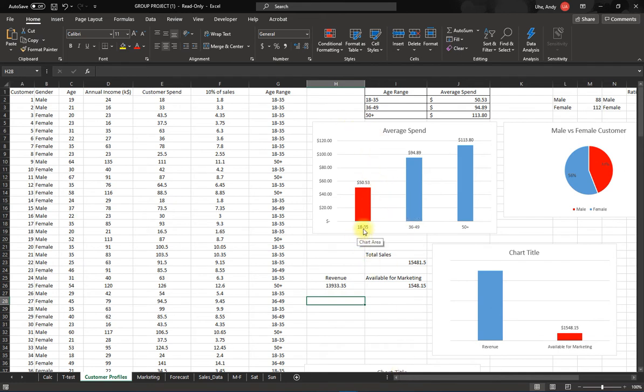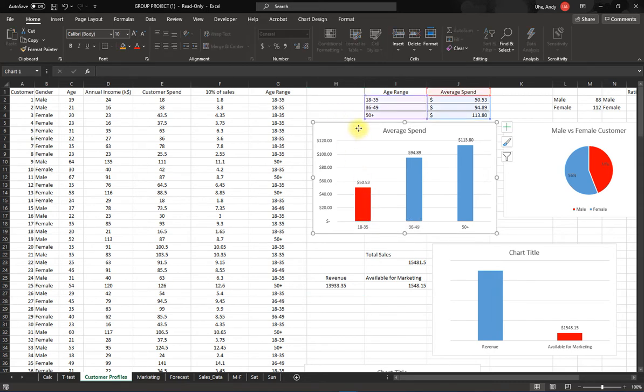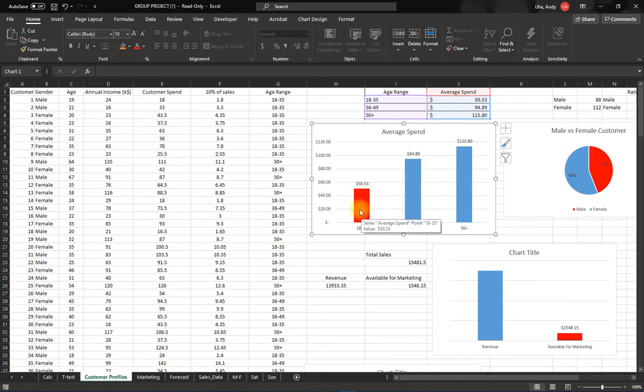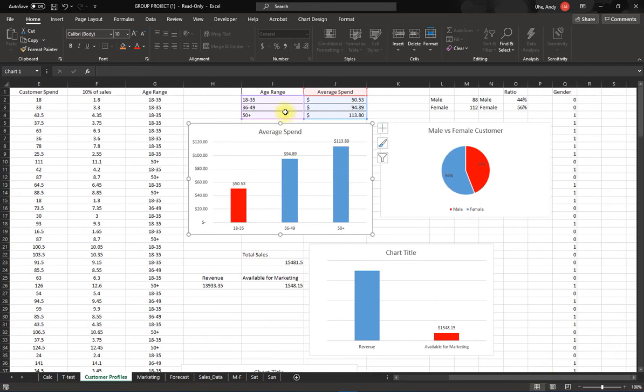Average spend, you have that based on age group. You don't necessarily need to change the color scheme. I'm not going to ding you on that, but you wouldn't want to differentiate the 18 versus 35 unless you're going to call it out in some way. That might be misleading. But otherwise, good.